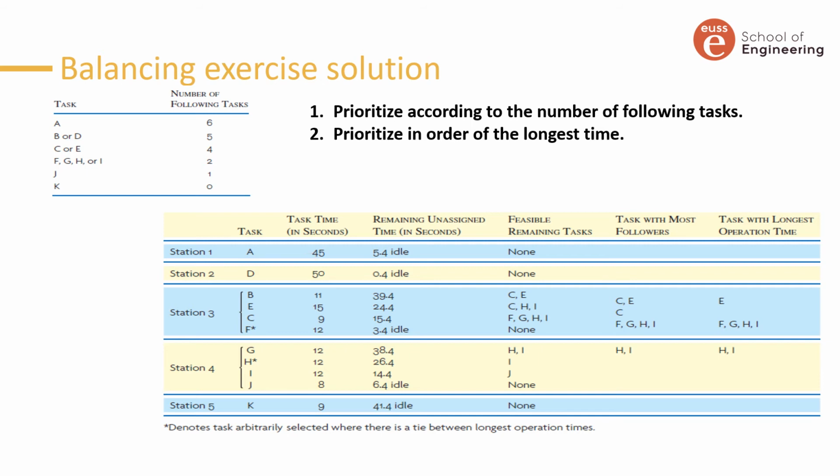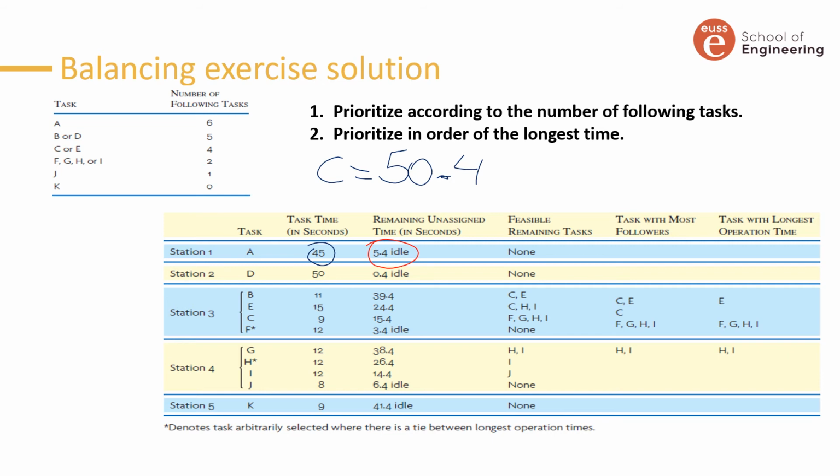And for sure, we know the cycle time here in our example is 50.4. Okay, 50.4. What is the meaning of that? It means that the total time of the workstation should not be more than 50.4. So when we assign first task, okay, task A, it remains for us only 5.4 seconds, okay, 5.4 seconds.